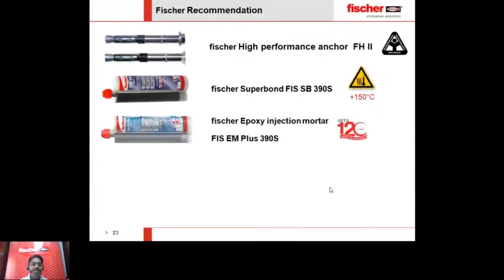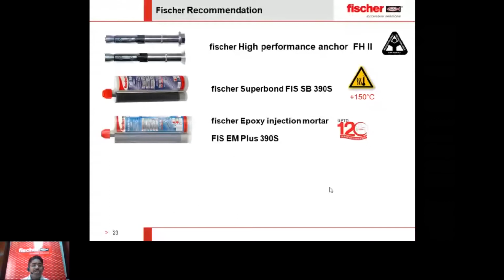There is Fischer epoxy mortar. I want to suggest this also, as the best epoxy mortar in the market till now. It takes much more load, and the capacity of this anchor is very high. It's approved for a 120 years service life guarantee. This chemical is slow curing, so if you have much more embedment depth, then you can go with this chemical.